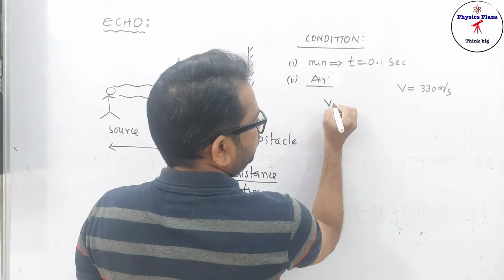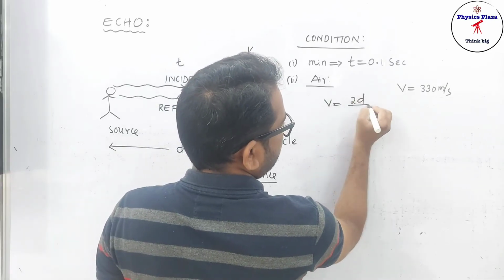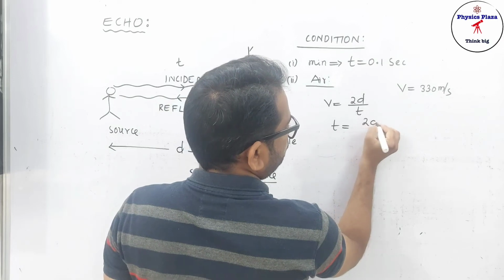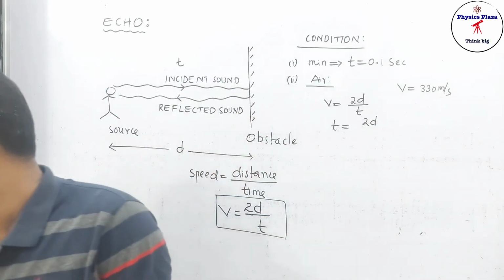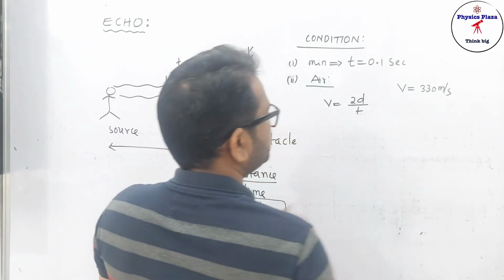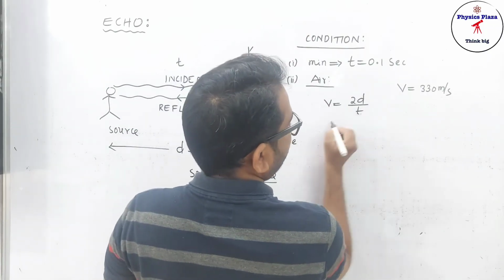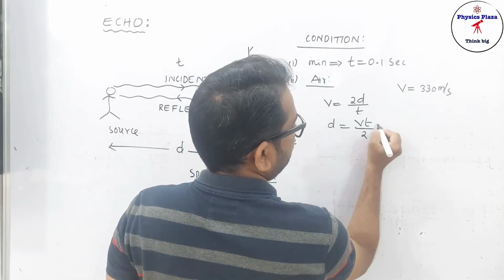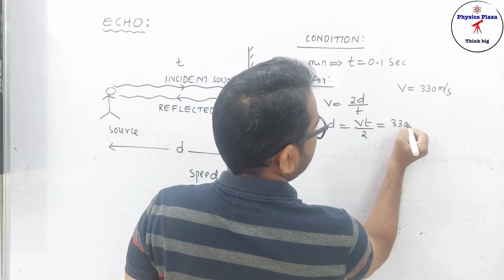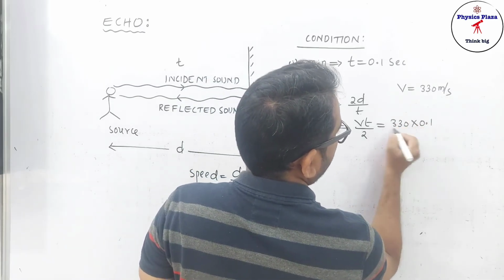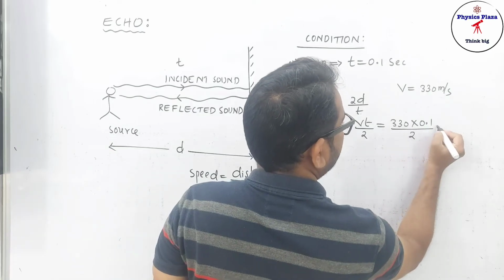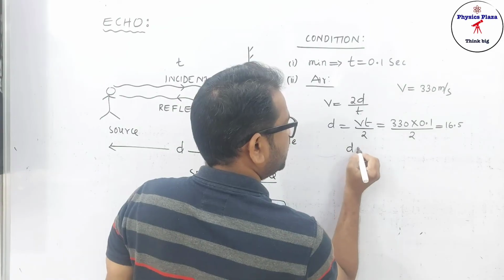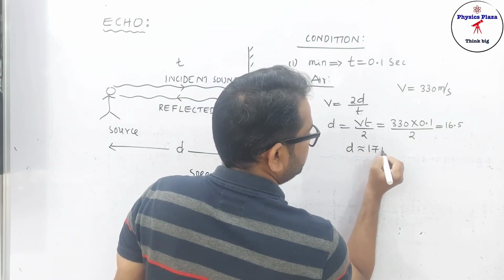Children, we know that V is equal to 2D by T. We need to calculate the distance, right? So from this, D is equal to Vt by 2. Let us substitute 330 into 0.1 by 2. Children, if you calculate, you will get 16.5. So, approximately we can take it as 17 meters.